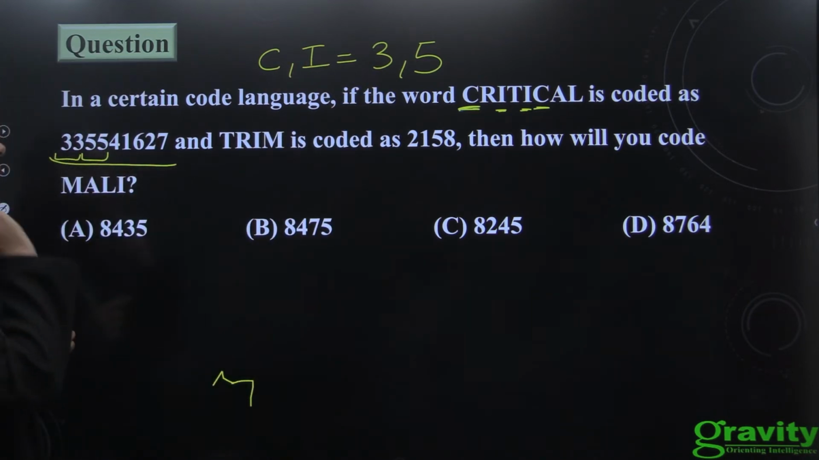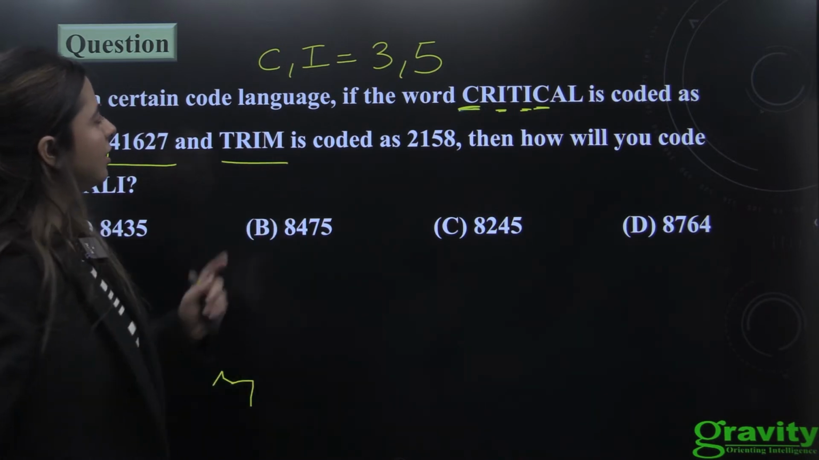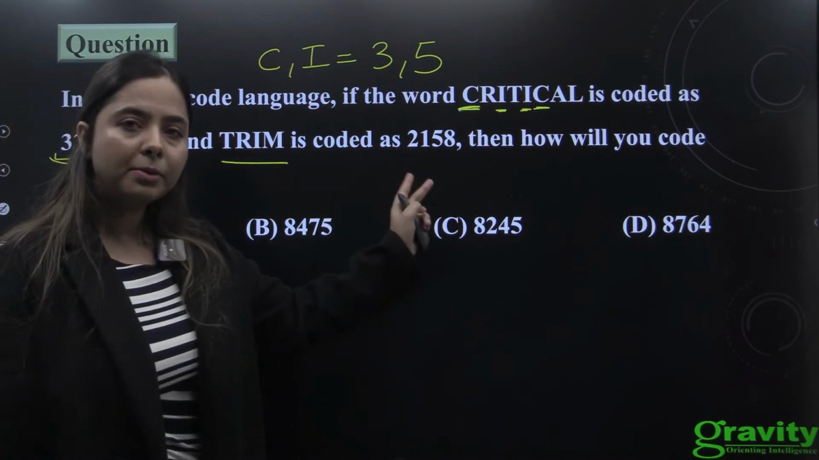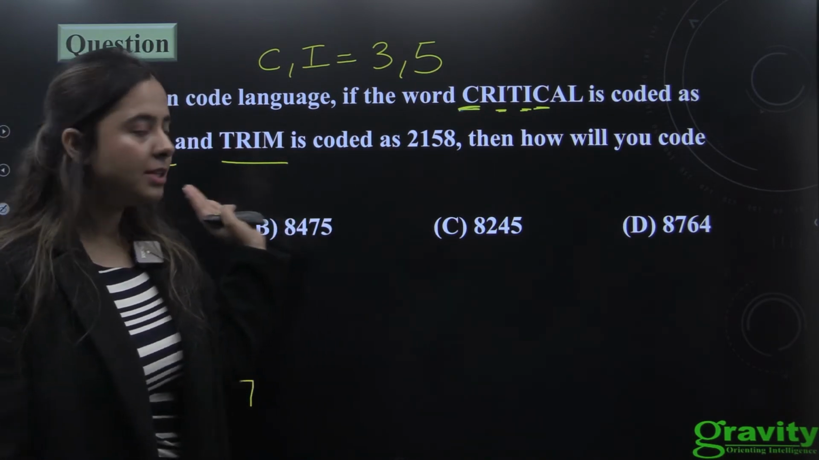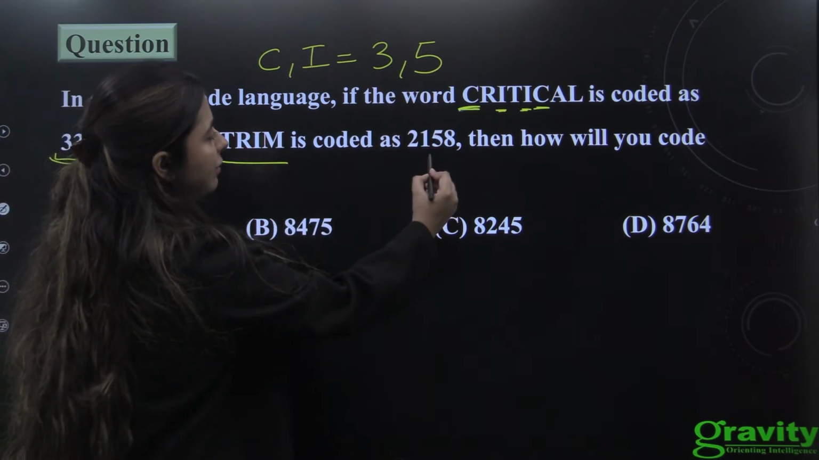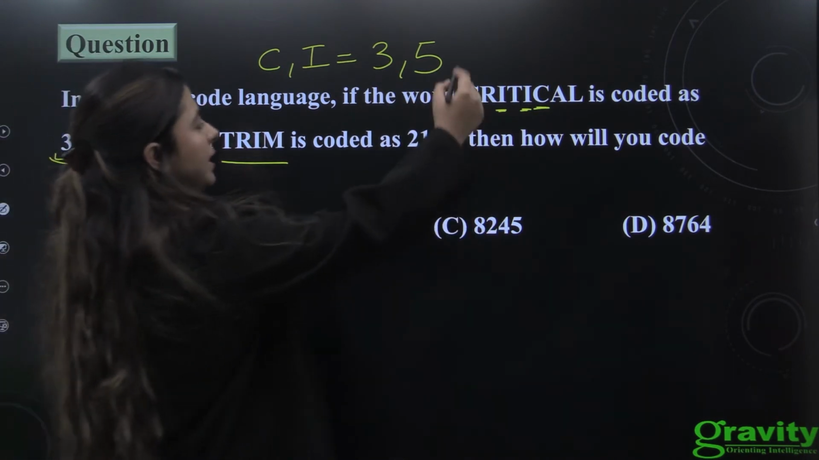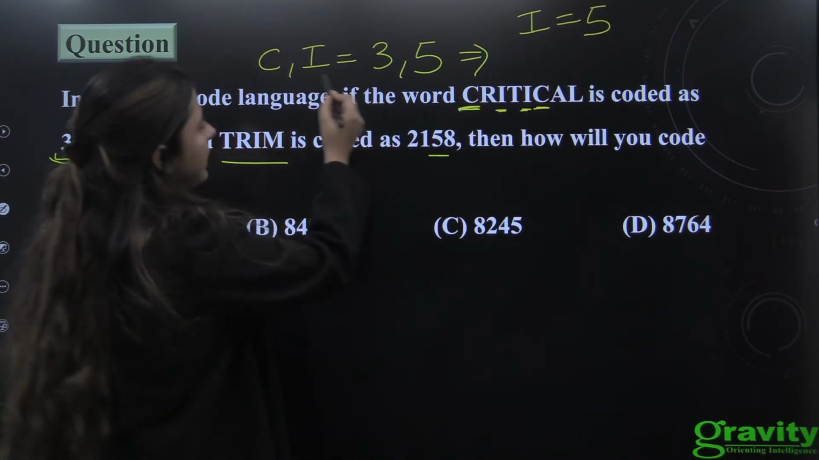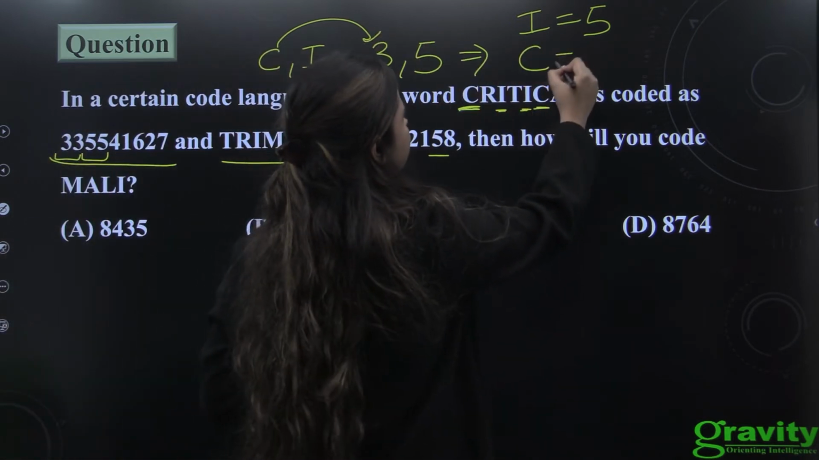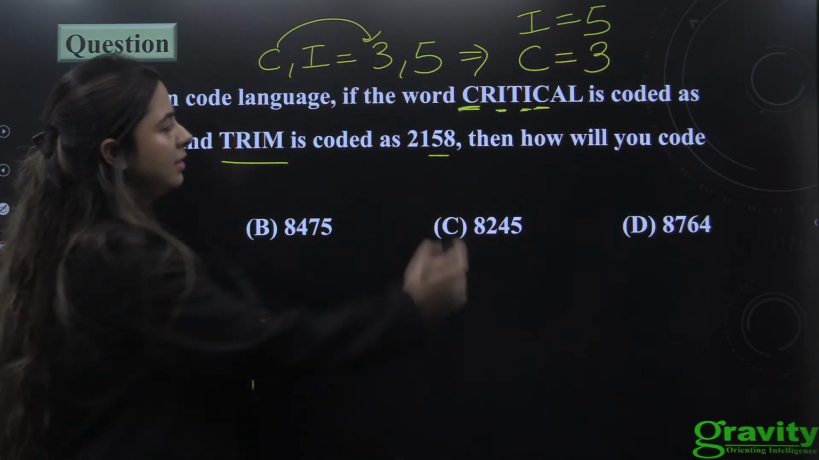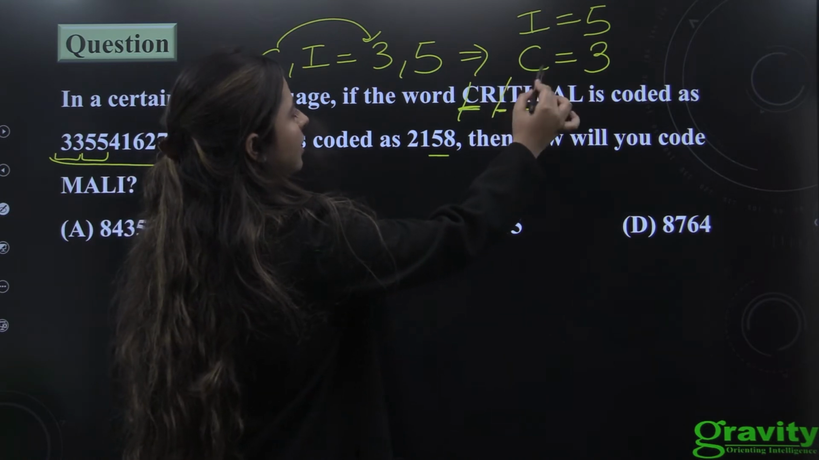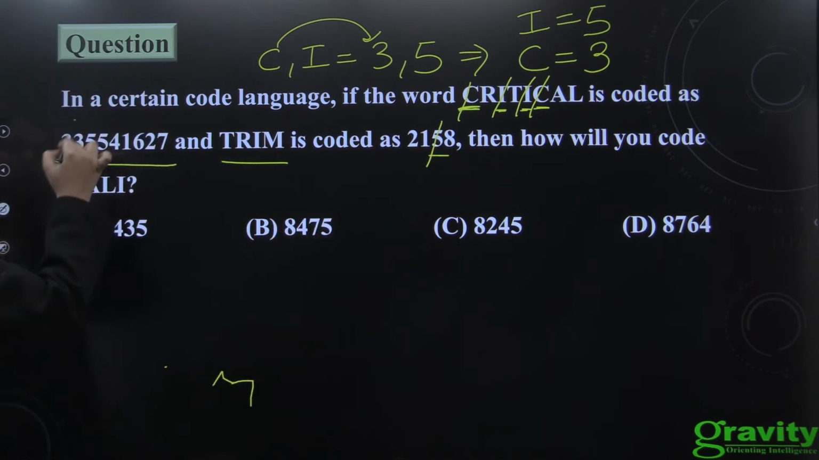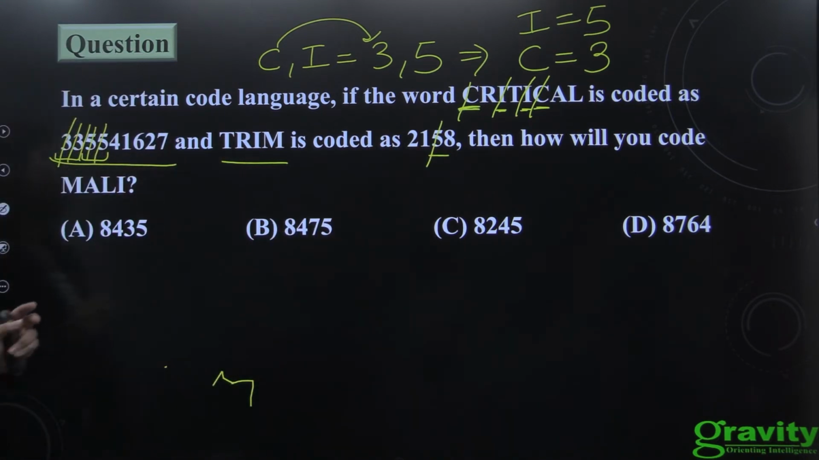Now let's look at the other word, trim. We have an I here, C doesn't come here. So the code of C wouldn't be here. The code of I should be present here. Between 3 and 5, 5 is present here, which means I equals 5, and then C would be 3. All right, let's cancel the terms I, C. We're done with the 5 here. 3, 3, 5, 5. All right.